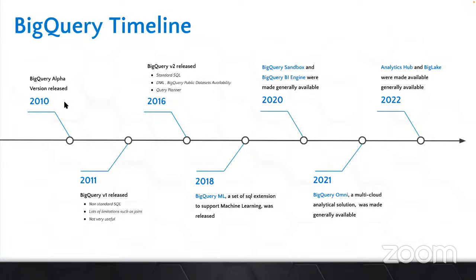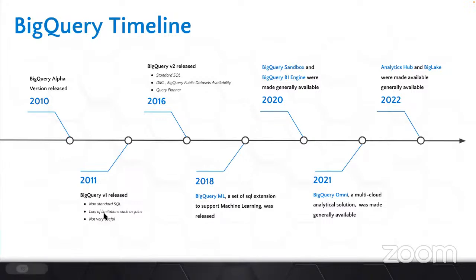BigQuery's alpha version was released in 2010, and in 2011 BigQuery version 1 was released. This is non-standard SQL, so that means you have to learn the BigQuery SQL. This is legacy SQL. This is non-standard SQL.